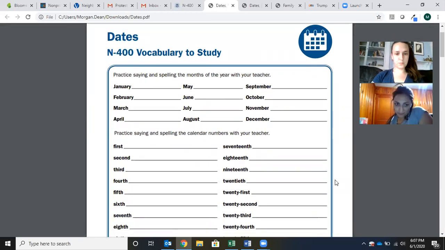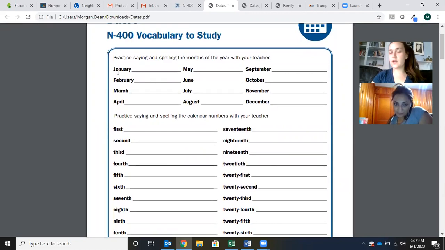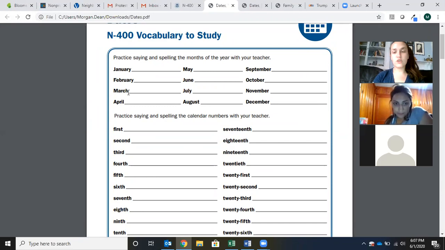So what we're going to do is practice saying the months of the year. We're just going to say them all together. I'll say it, then you say it. January. February. March. April. May. June. July. August. September. October. November. December.